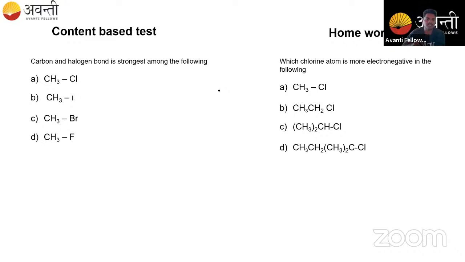Carbon and halogen bond is stronger. Yes, D. Obviously, it is D. Very good. So which chlorine atom is more electronegative in the following? Tell me guys, which has more electronegativity? Very easy one. Inductive effect you can keep in mind.